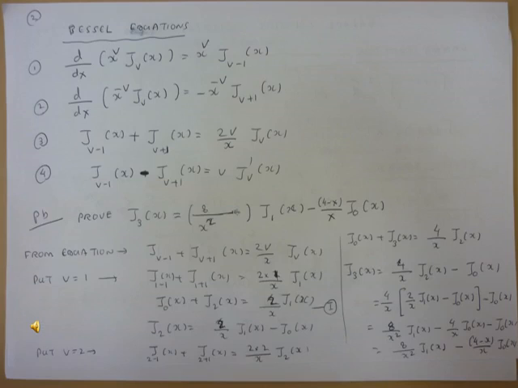Then we will continue to solve the Bessel equations. The Bessel formulas are: d by dh of h to the power v J v h is equal to h to the power v J v minus 1 h. And d by dh of h to the power minus v J v h is equal to minus h to the power minus v J v plus 1 h. We also have J v minus 1 h plus J v plus 1 h equal to 2v by h J v h, and J v minus 1 h minus J v plus 1 h equal to 2 J dash v h. Those are the Bessel equation formulas.